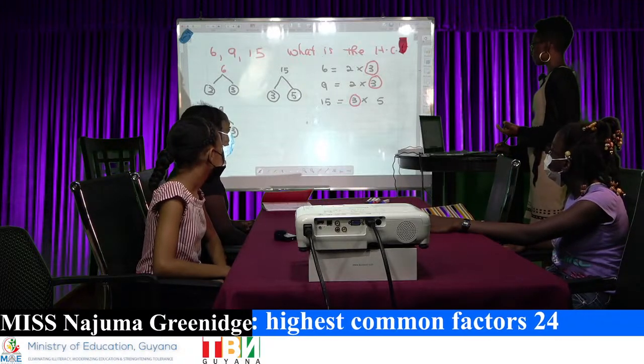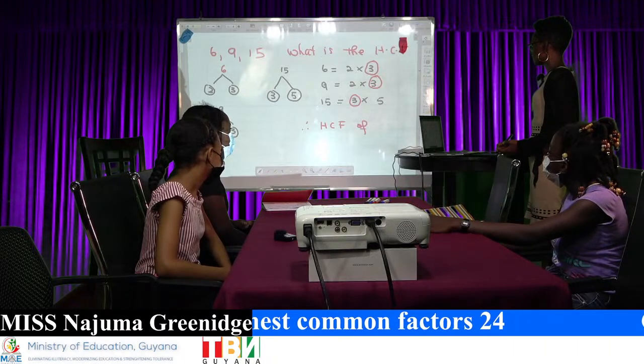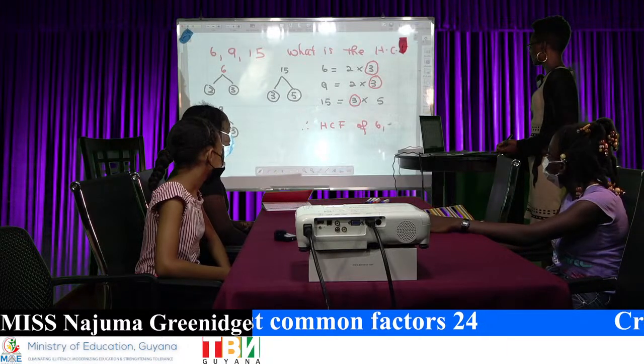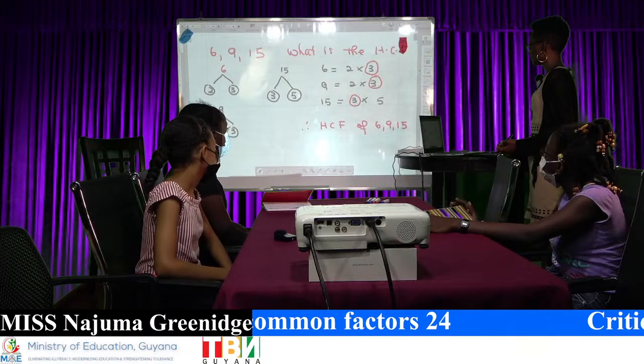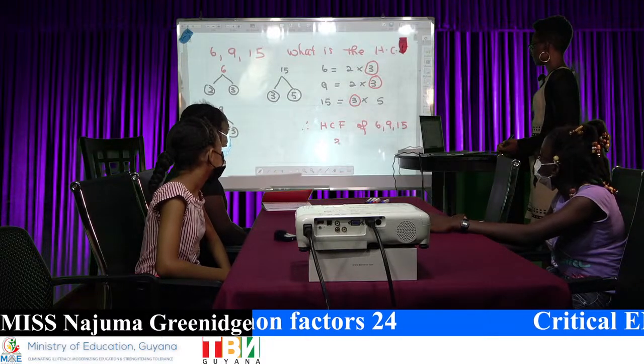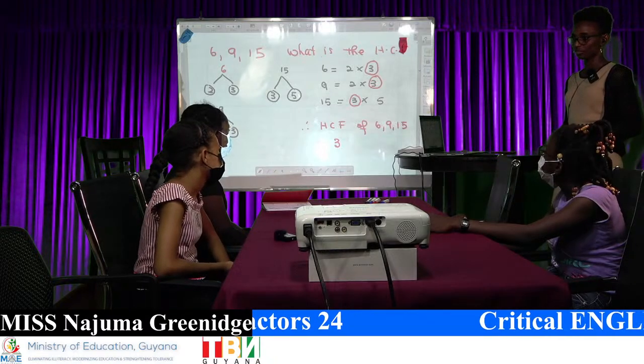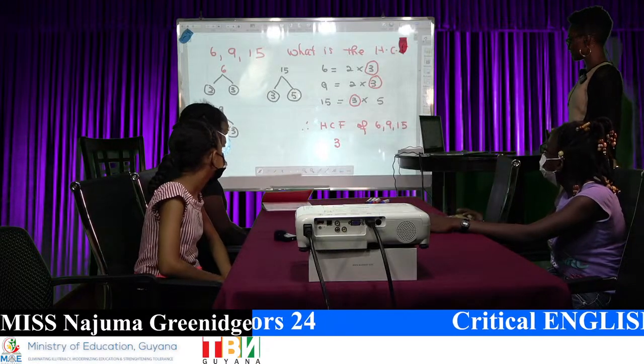So therefore, HCF of 6, 9, and 15 equals 3. Did you follow? Yeah. That's it.